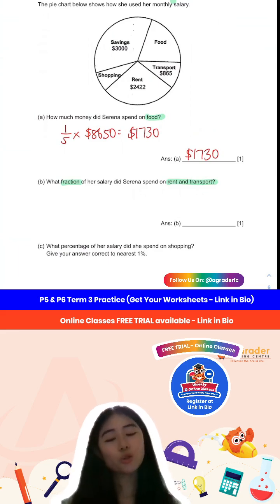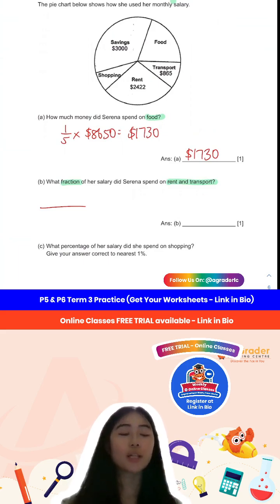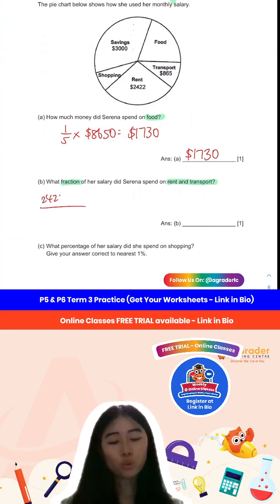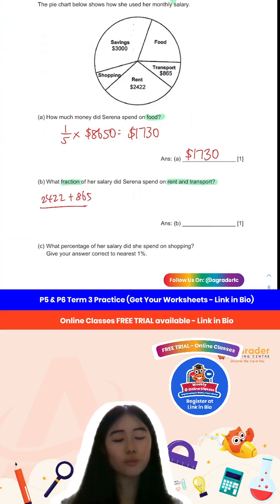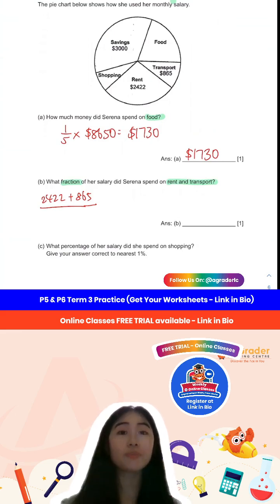Okay, so let's go through this. I'm just going to add together rent and transport to get my numerator for the fraction. Rent is 2422 and transport is 865. So that will be the numerator.